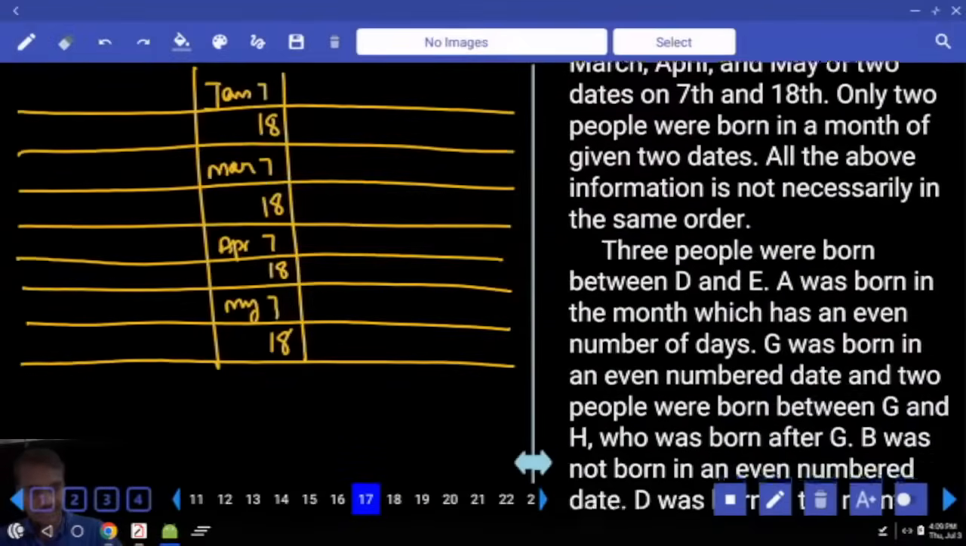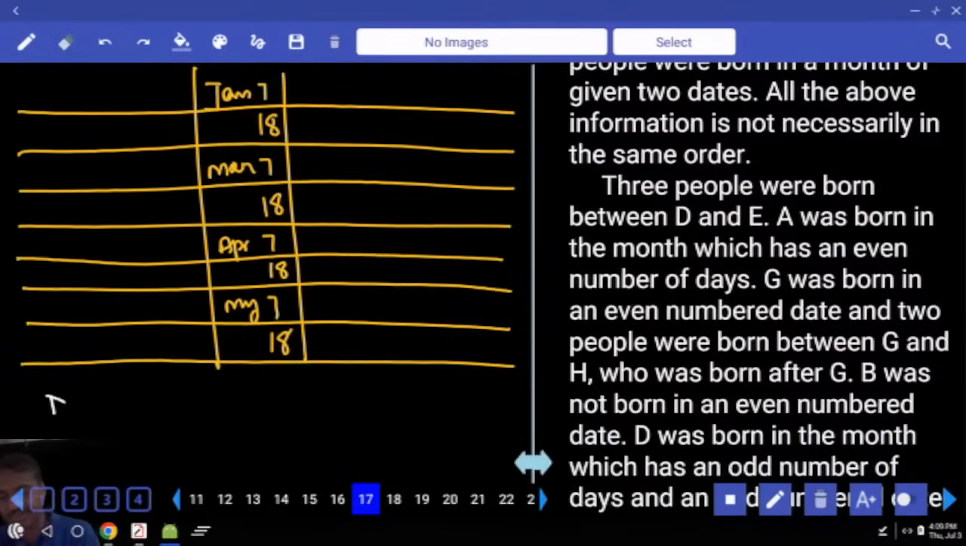Now, in the first one, there are 3 people between D and E. In between D and E, how many? There are exactly 3 people. A was born in the month which has an even number of days. Jan 31 days, March 31 days, April 30, May 31.